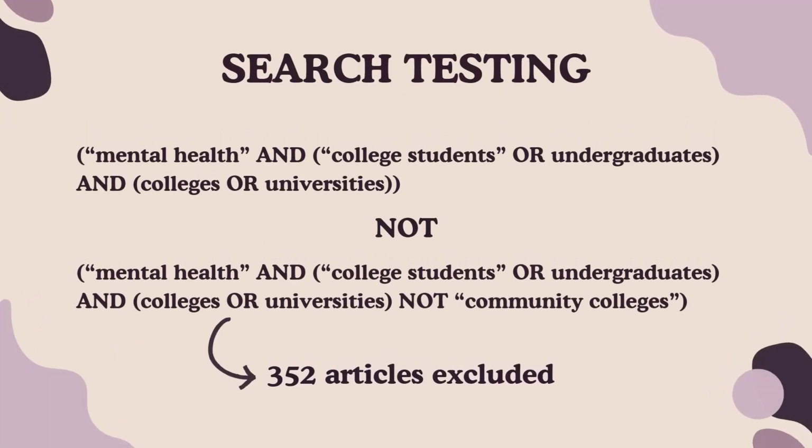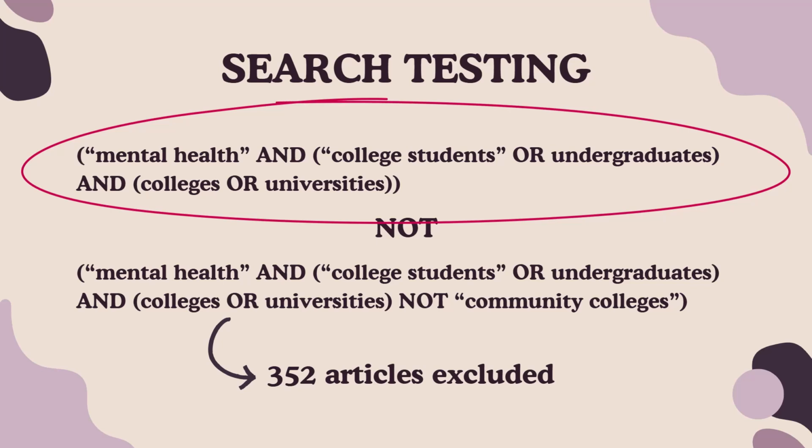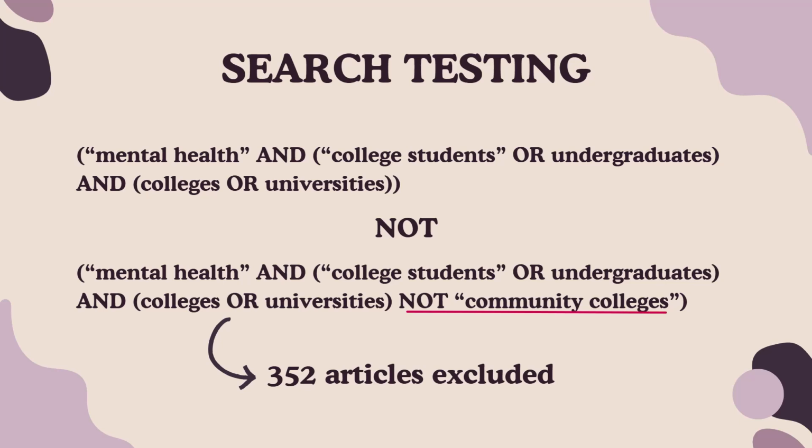To see what articles were being filtered out when using not, I did some search testing in one of the library's databases. This is a complicated process that the average college student wouldn't have much need for, so for the sake of simplicity, I won't go into heavy detail of how that's done. Essentially, I ran a search that compared two search strings. One search that included all of our college terms, including community colleges, and one search that specified not community colleges.